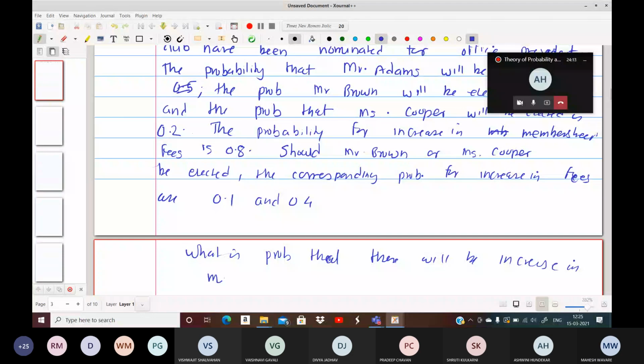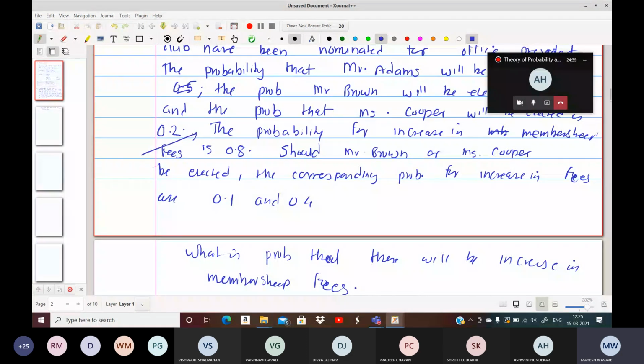While writing the example, here I should write something about this 0.8. The probability for increasing membership fee is 0.8, but this is for the third person, Mr. Adams. Should Mr. Adams be elected, the probability of an increase in membership fee is 0.8. So that I should write.